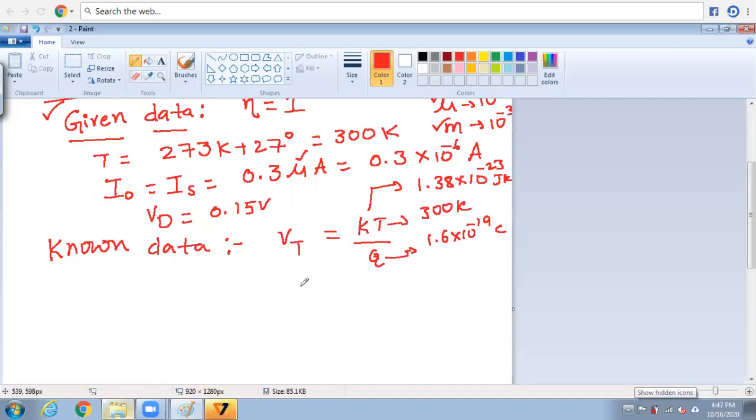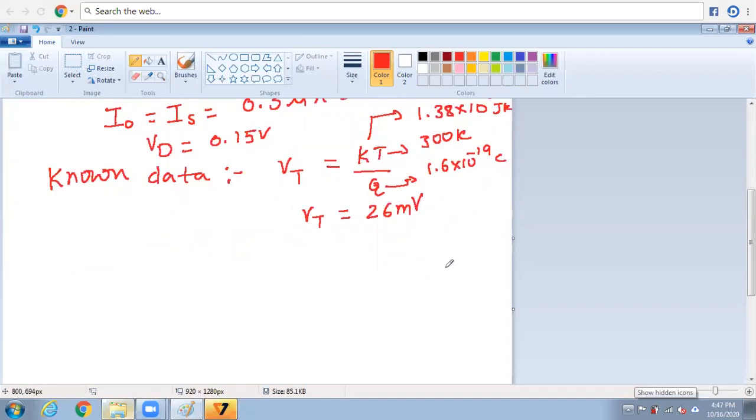Doing all the mathematical calculations, VT is 26 millivolts. You already know milli means 10 to the power of minus 3. No issue. Doing all the calculations, you will definitely get VT equal to 26 millivolts. This is the known data.